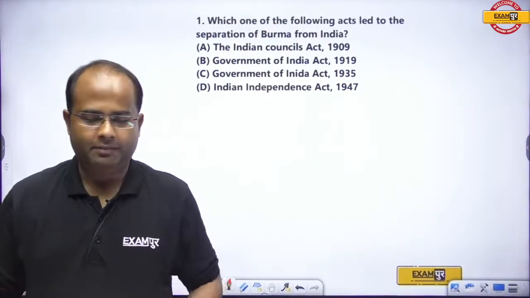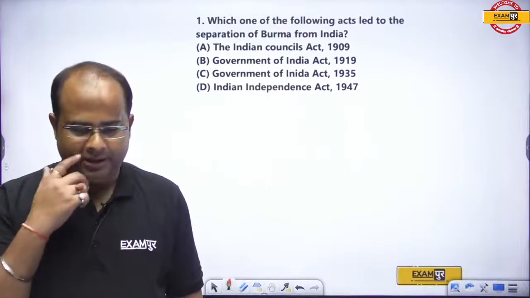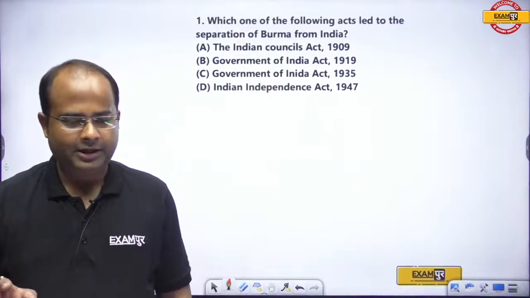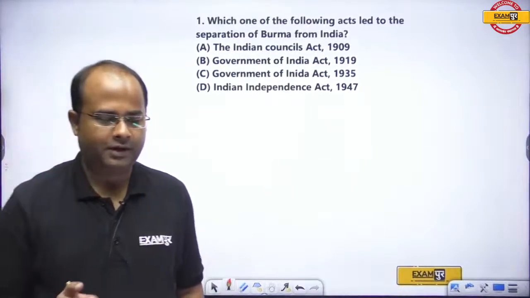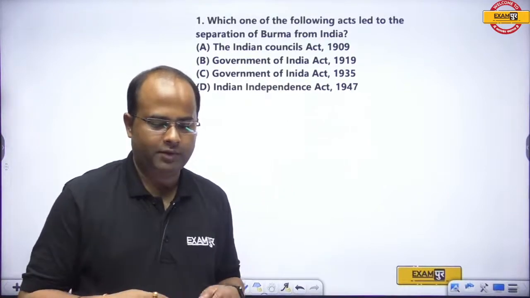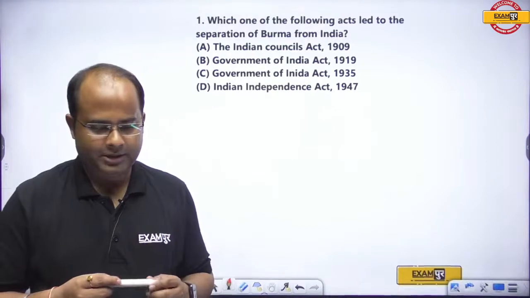Please tell me the correct answer in the form of A, B, C, D. So, Indian Council Act 1909, Government of India Act 1919, Government of India Act 1935, or Indian Independence Act 1947. So, Vijay is going with option B, that is Government of India Act 1919.